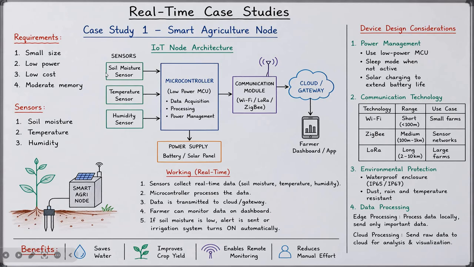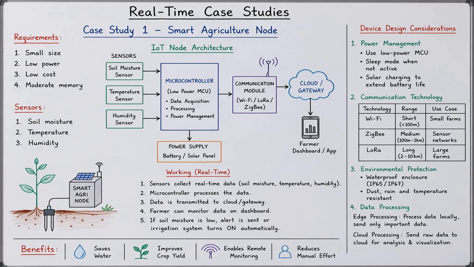So here the sensors which are used are the soil moisture sensor, then temperature sensor and the humidity sensor. Soil moisture sensor, it will measure the water content in the soil and it helps to decide when the irrigation is needed. And temperature sensor will monitor the environmental or the soil temperature, and it is important for the growth and weather based decisions. And the humidity sensor, it measures the moisture in the air and helps in understanding weather conditions and the plant health.